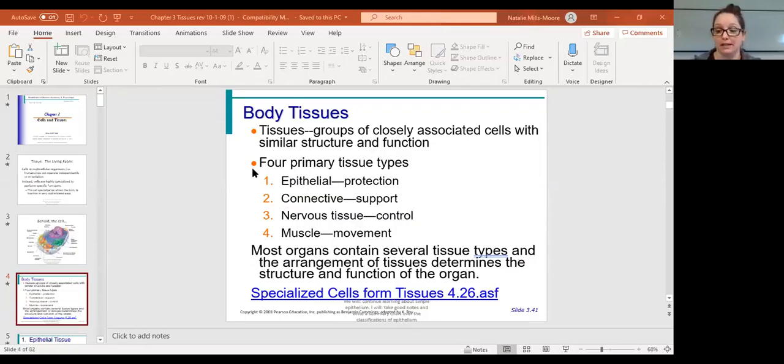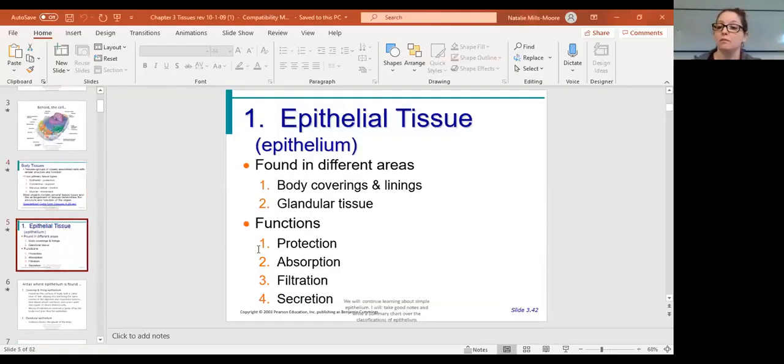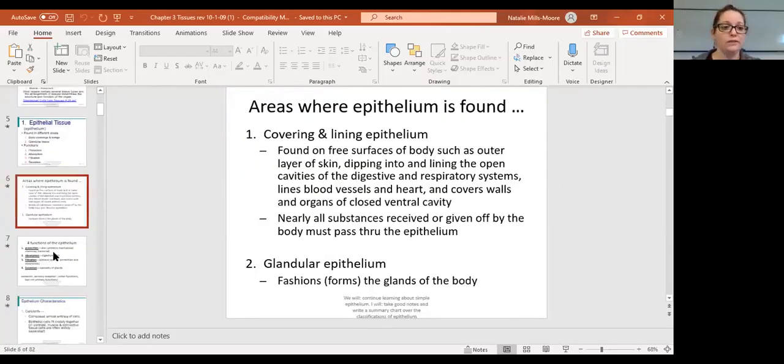We're talking about body tissues. We specifically started talking about epithelial tissue. Epithelial tissue is for protection, but not just protection. It has multiple functions: protection, absorption, filtration, and secretion. Wink might be your attendance question for September 2nd. The epithelial tissue is found in your body coverings and linings and glandular tissue. We have endocrine and exocrine tissue in our bodies that is constantly producing hormones. I know I've said that before.